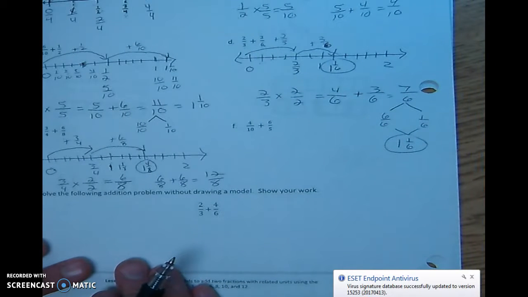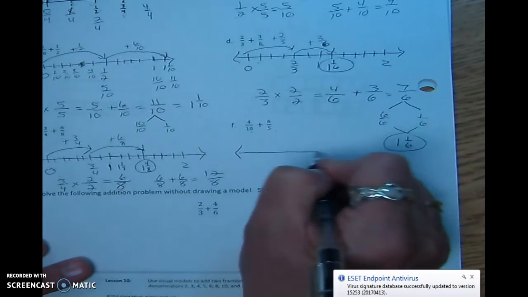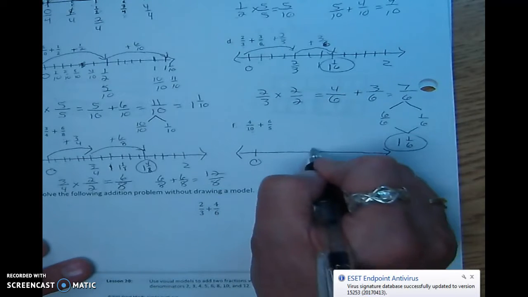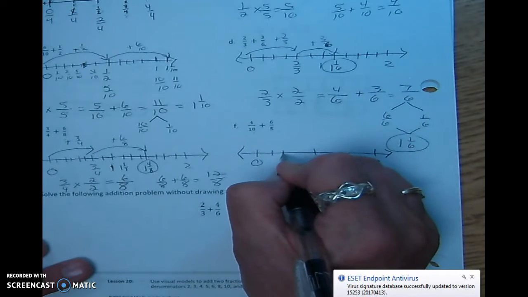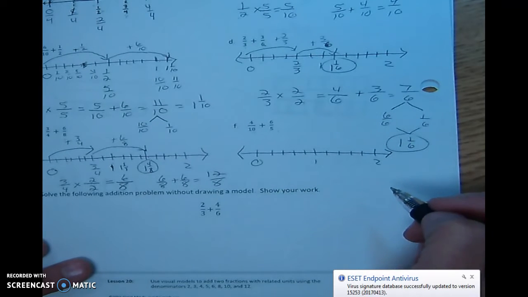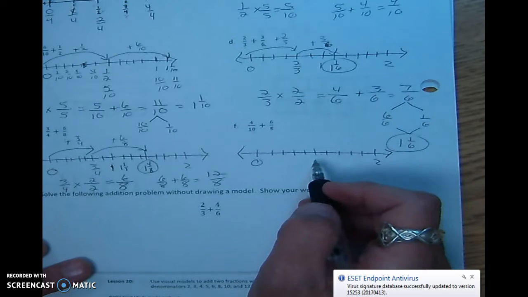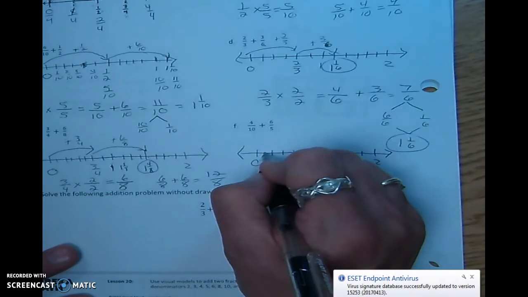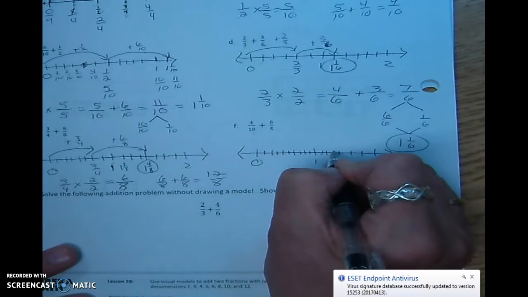And then last one, 4/10 plus 6/5. That's also going to be greater than 1. 0, 1, 2. I'm going to break it up into fifths. 1, 2, 3, 4. 4 lines will break each section up into fifths. Okay. Now I'm going to break it up into tenths. If I break my fifths into half, that'll end up being 10.